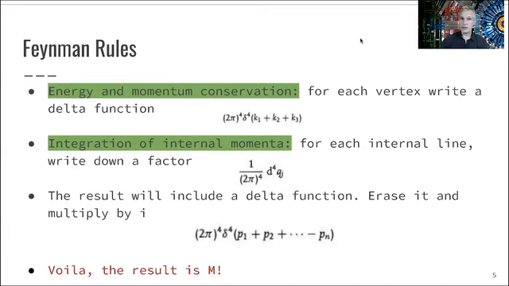Then you want to integrate over all internal momenta. So for each internal line, you write a factor 1 over (2 pi) to the fourth power, d four q, for your momenta. And then this all will result in a delta function, which you just eliminate. You erase this delta function and you replace it by a factor i.